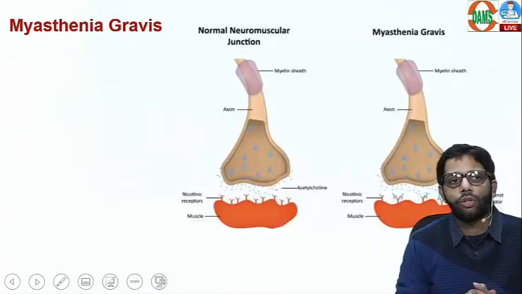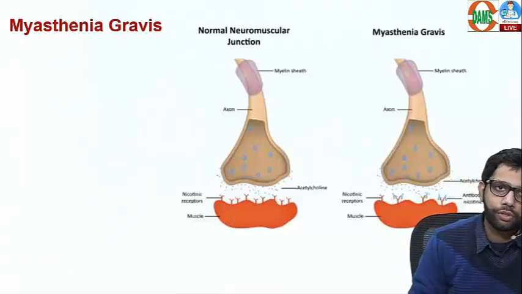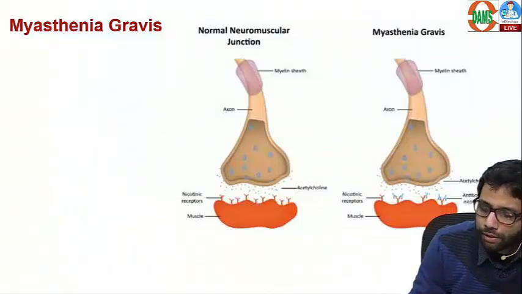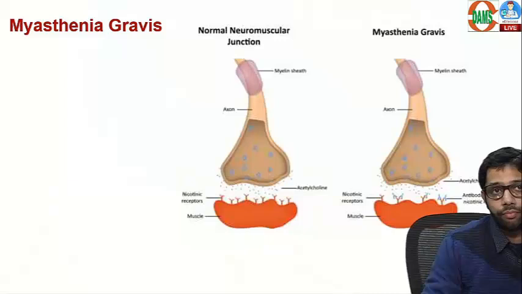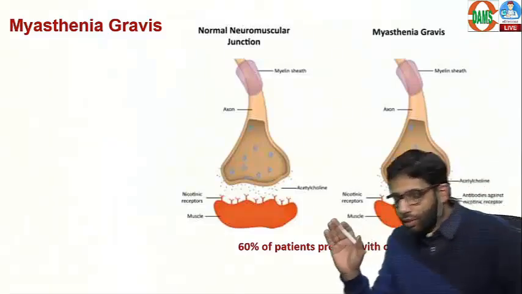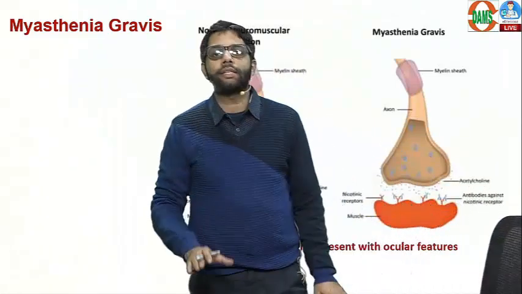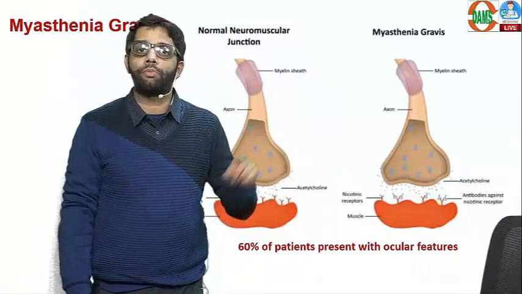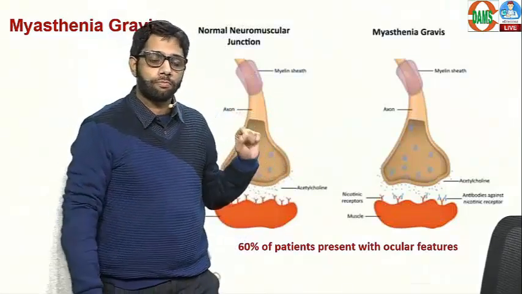And lastly, the short note on myasthenia gravis. Very important question. What happens in myasthenia gravis? There is a problem in the neuromuscular junction. There are antibodies against the acetylcholine receptors. 60% of patients with myasthenia, a systemic disorder, come with eye problems. So ocular myasthenia is a very important topic as a short note.